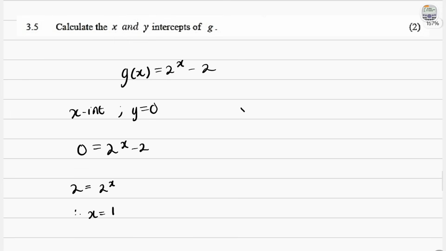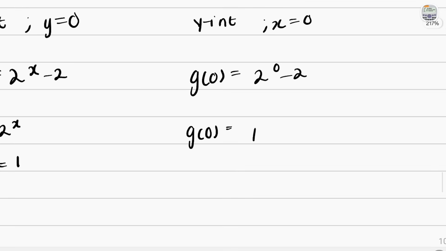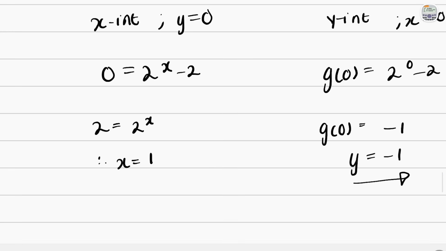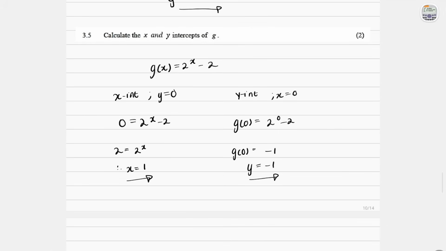And to find the y-intercept, you would just make x equal to 0. So we have g of 0 equals 2 to the power of 0 minus 2. Anything to the power of 0 is 1. So 1 minus 2 is negative 1. So the y-intercept here is y equals negative 1. The x-intercept is x equals 1. And that is our answer. Moving on to the next question.